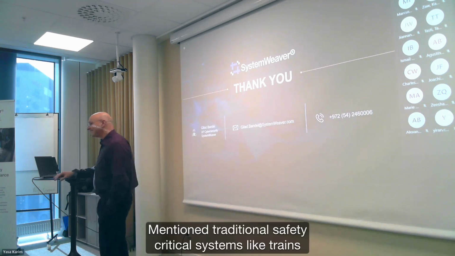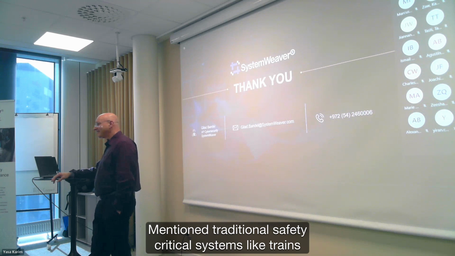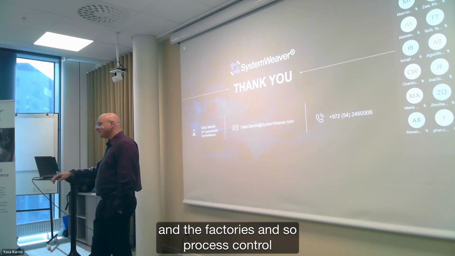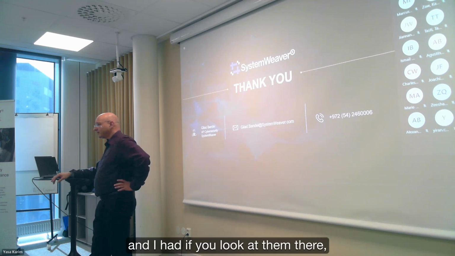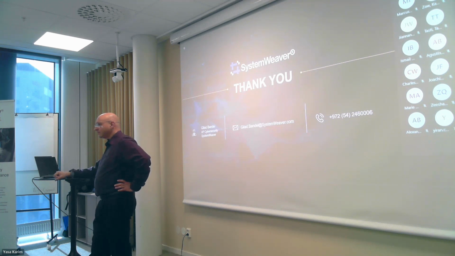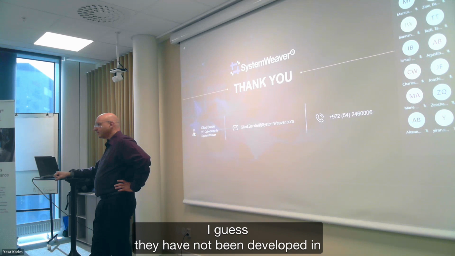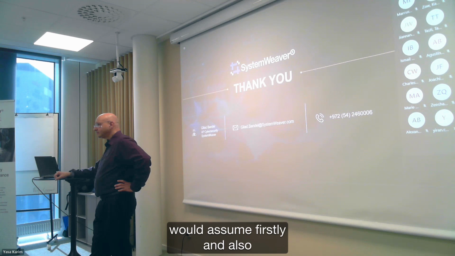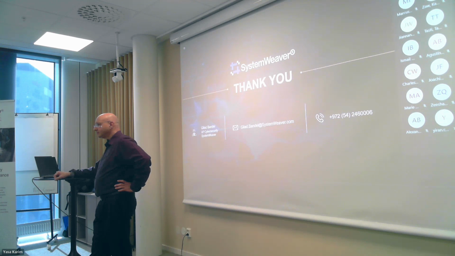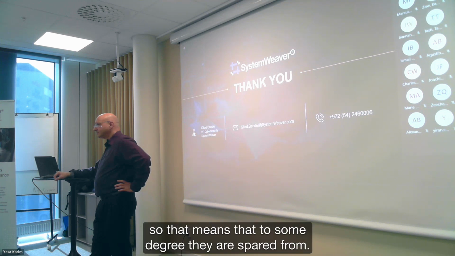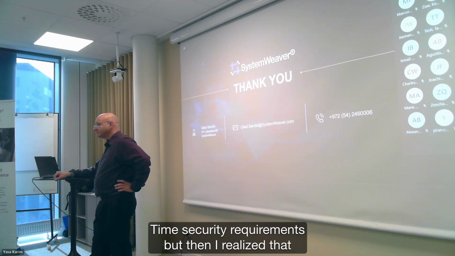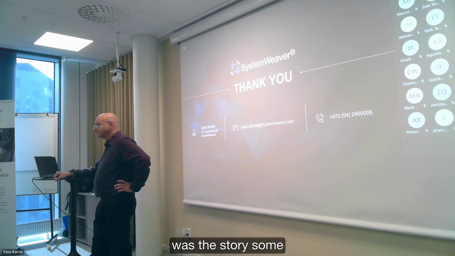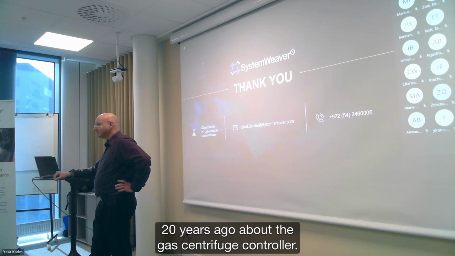So you mentioned traditional safety critical systems like trains and factories and process control. If you look at them, I assume they have not been developed in agile methods, firstly. And also, normally they are not connected. That means that to some degree they are spared from cybersecurity requirements. But then I realized that was a story some 20 years ago about the gas centrifuge controller.